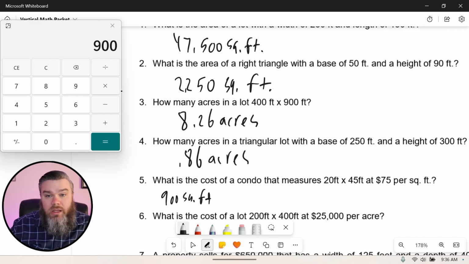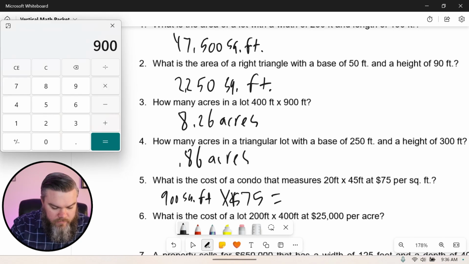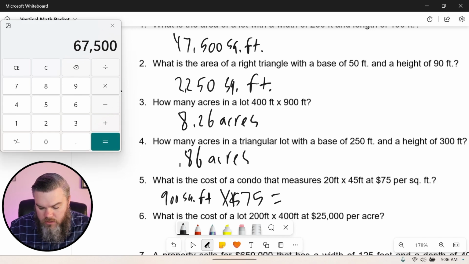But then we need to figure out how much it costs at $75 a square foot. So multiply that 900 by 75. So 900 times 75, cost of this condo, $67,500. There you go.